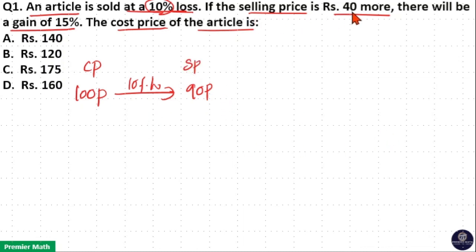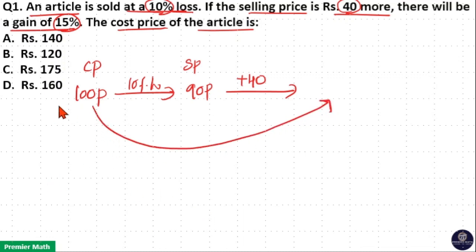Now if the selling price is rupees 40 more, there will be a gain of 15%. Now gain of 15% means, gain is always calculated upon the cost price. So 15% means 100 plus 15, 115 is the new selling price. 115 parts. Now you can see here the difference between 90 parts and 115 parts is equal to 25 parts.